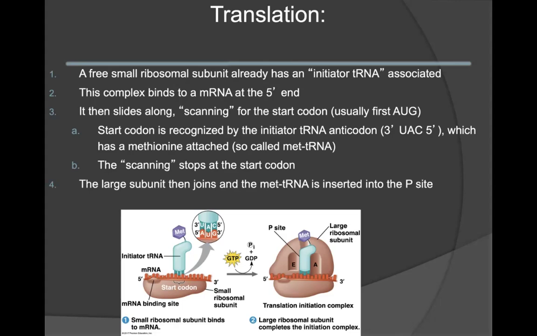An important thing happens at this point. At this point, the large subunit of the ribosome will now attach to the initiator tRNA small subunit complex. When it attaches, the initiator tRNA molecule is now present in the P site of the ribosome. This means that the A site is now open and the E site is also open.